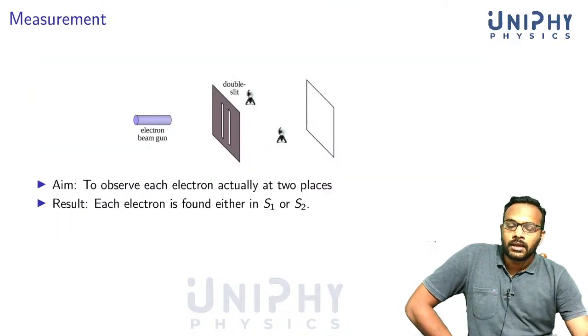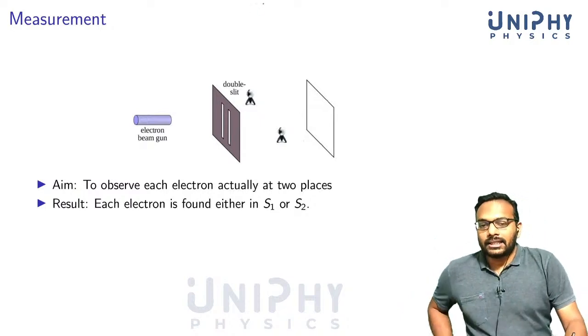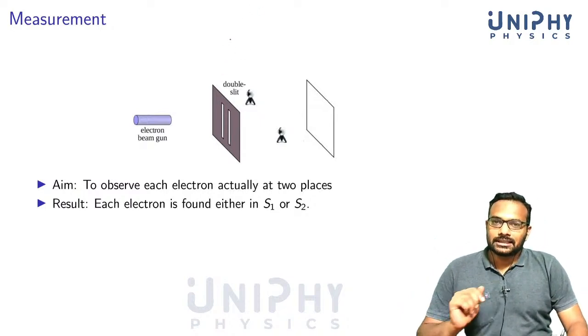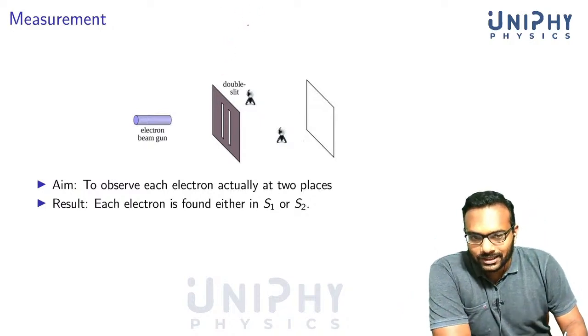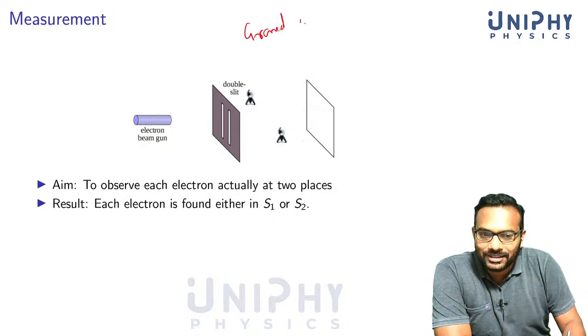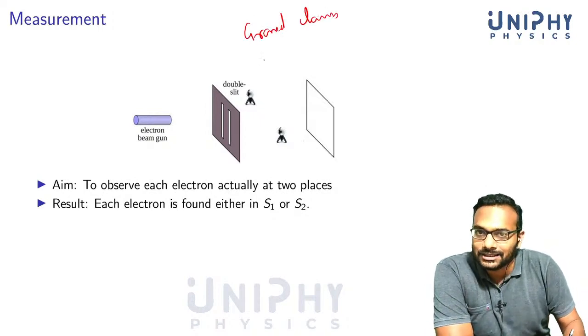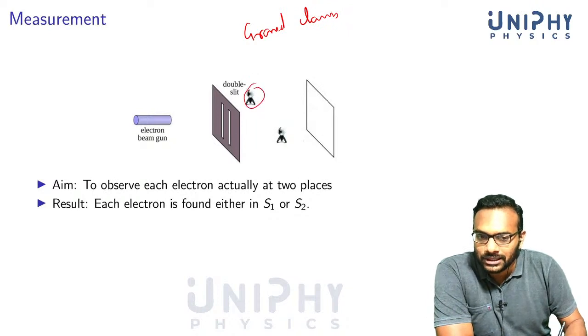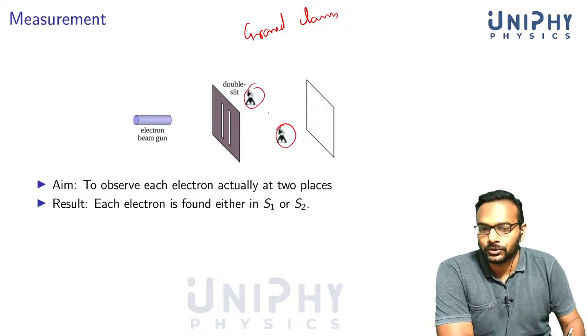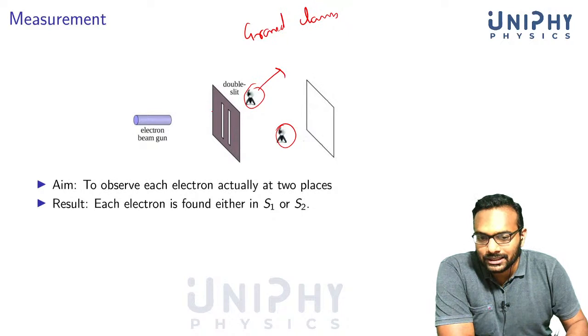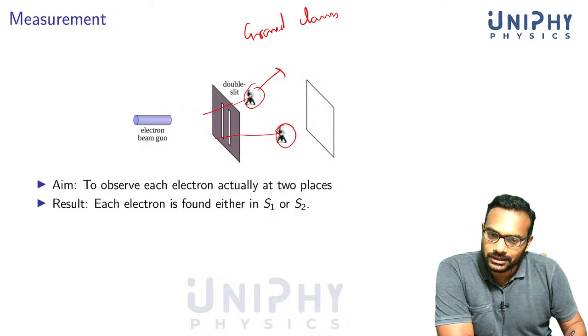Now I made a grand claim that each electron passes through both slits at the same time. It's a very grand claim, but you can actually test it. How do you test it? You just put cameras behind slit 1 and slit 2. So this camera can detect an electron passing through this slit, and this camera is equipped so that it can detect electrons passing through this slit. That's as simple as that.